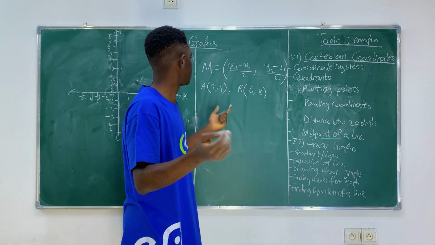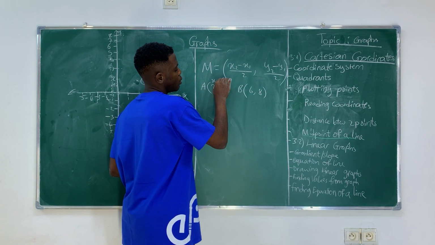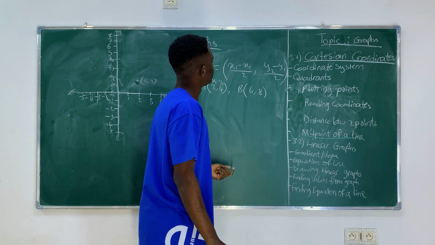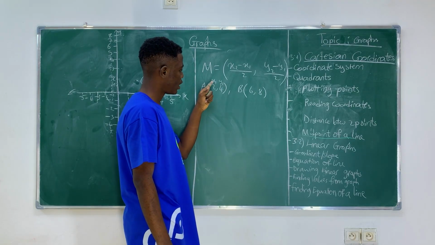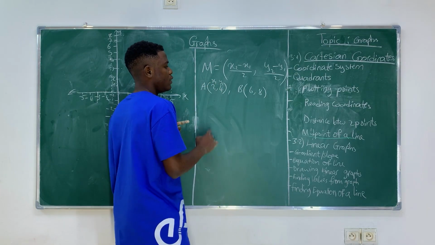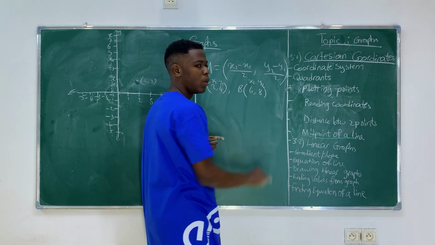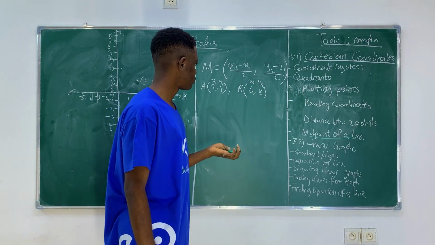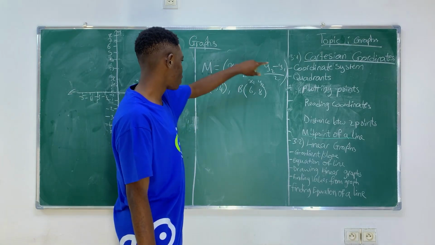That's easy as that. So the first thing that you have to do is label your points. This is X1, Y1. And this is going to be X2, Y2. Like that. Label your points. Then you plug them inside this formula.